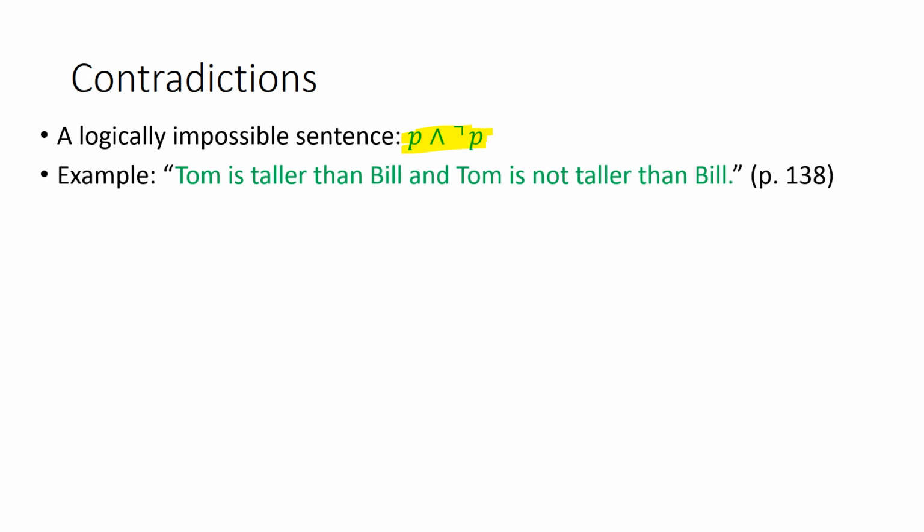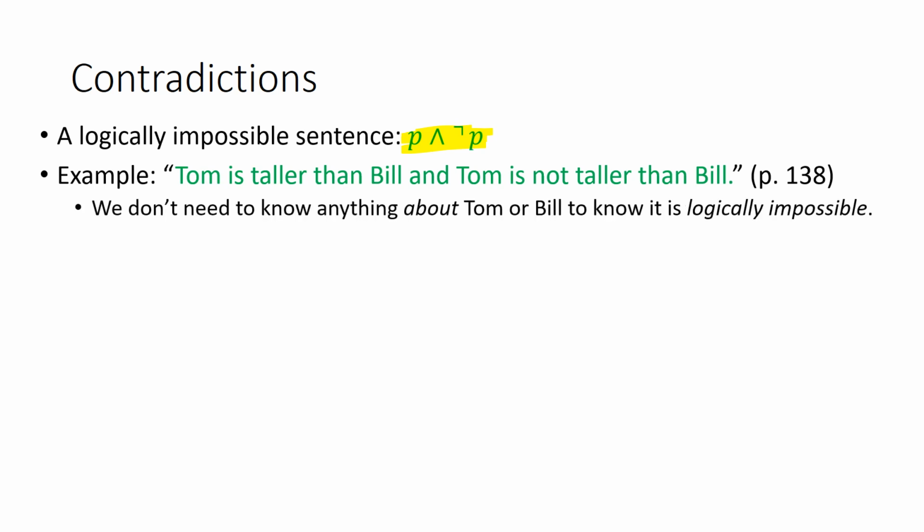Let's think about contradictions. Here's a logically impossible sentence, P and not P, a conjunction. As a conjunction, it is saying that P is in fact the case and not P is in fact the case. For example, from page 138 of the textbook, Tom is taller than Bill and Tom is not taller than Bill. Now, we don't need to know anything about Tom or Bill to know it is logically impossible.